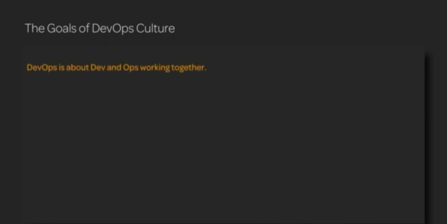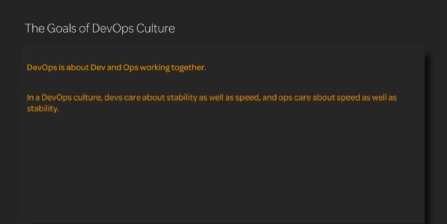So DevOps is about development and operations working together. And in a DevOps culture, developers care just as much about stability as they care about speed. And ops cares just as much about speed as they do about stability.